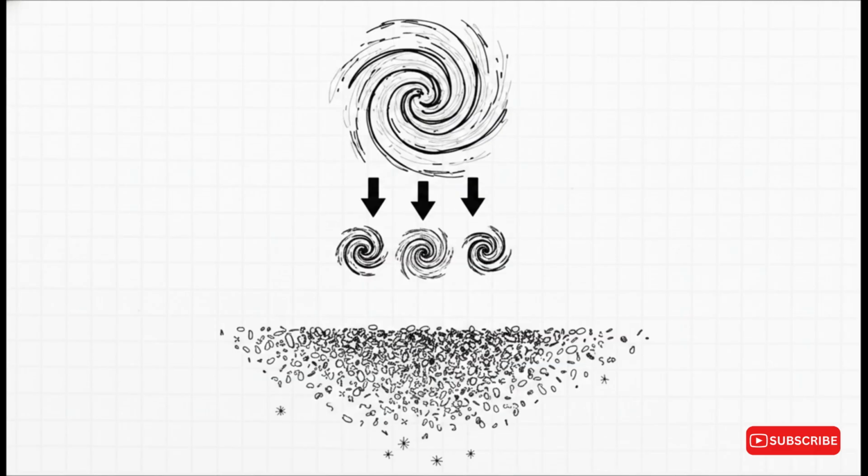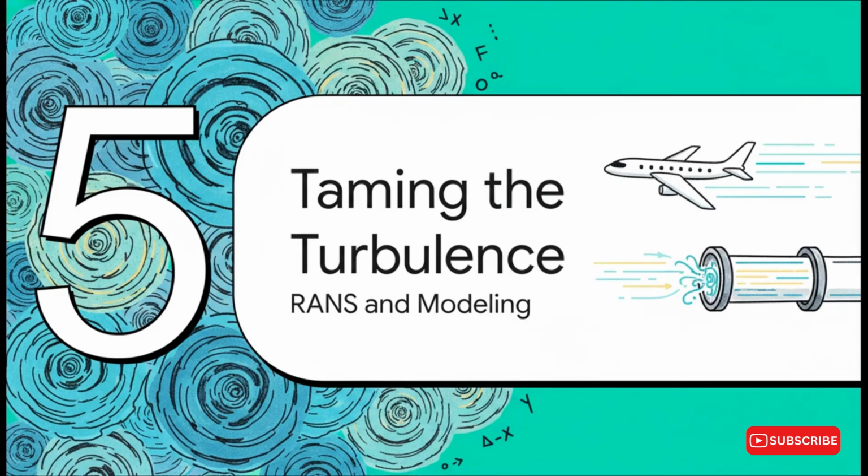Because this gap between the massive scales and the microscopic scales is so huge, trying to simulate all of this on a computer requires absolutely enormous processing power. Which leads us to Section 5, taming the turbulence through RANS and modeling. Since directly computing every single microscopic eddy is practically impossible, engineers have had to cleverly hack the math to design real-world things like airplanes and massive pipelines.